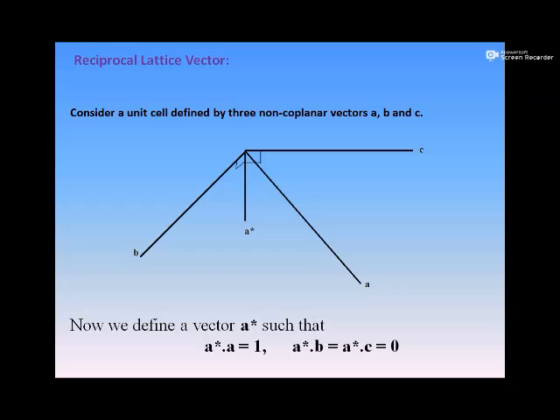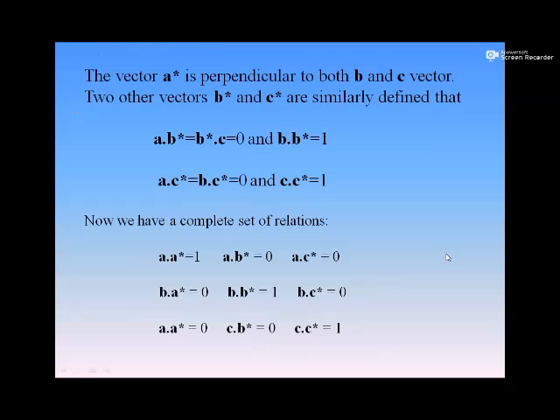So from the point of dimension, I can say that A star is just the inverse of the dimension of A, right? I can't say anything about the direction between A star and A. I just say that the direction of A star with B and C is perpendicular. I am drawing here, you see, this is perpendicular, this is perpendicular. But I can't say anything about the angle between A star and A. Now the vector A star is perpendicular to both B and C vectors. And now you define two other vectors, B star and C star, which similarly define that.